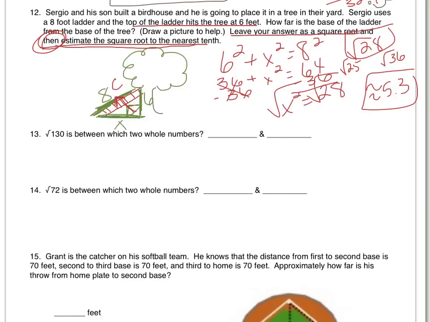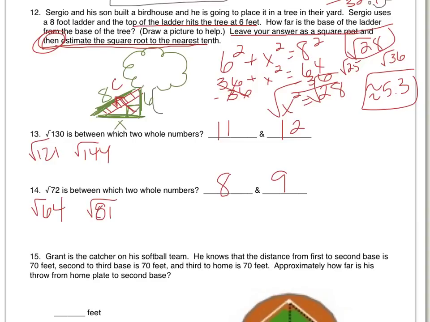Square root of 130 is between 11 and 12 because it's between the square root of 121 and square root of 144. Square root of 72 is between 8 and 9 because it's between the square root of 64 and the square root of 81.